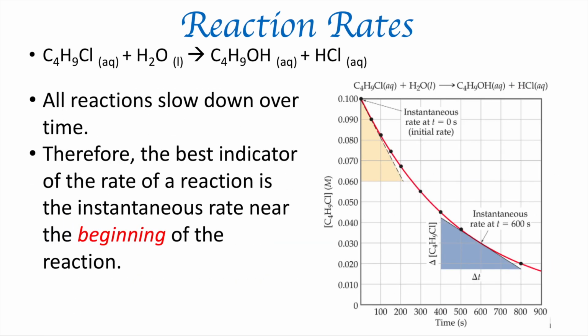All right. So all reactions slow down over time, and therefore the best indicator of a rate of reaction is the instantaneous rate near the beginning of the reaction. So if you want to get a good sense of how quickly the reaction is taking place, a lot of times when the reaction first takes place is a good indicator.